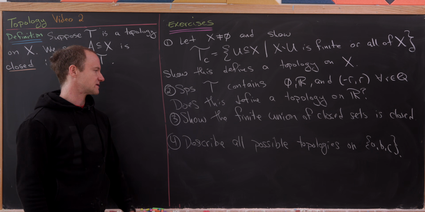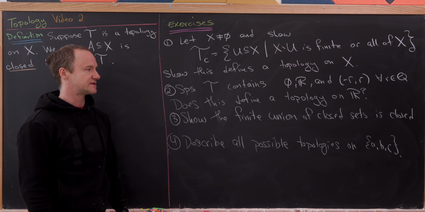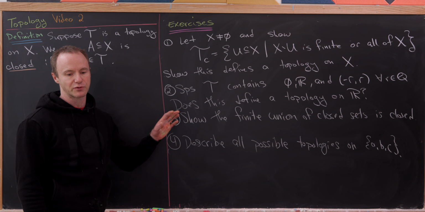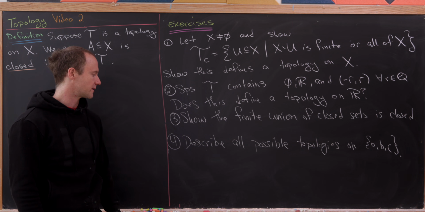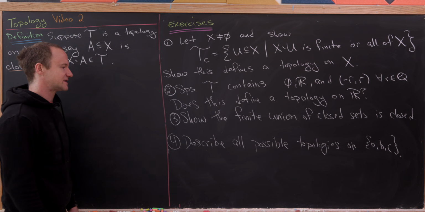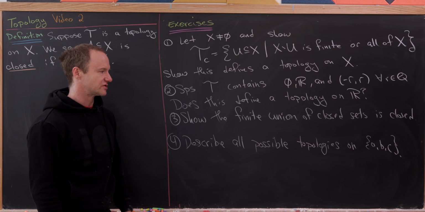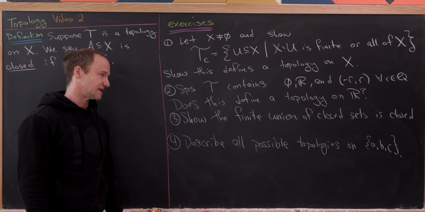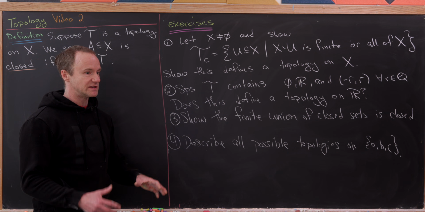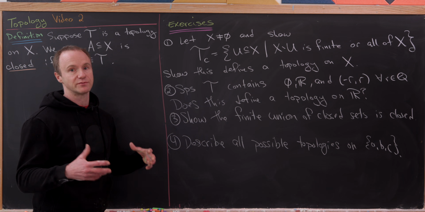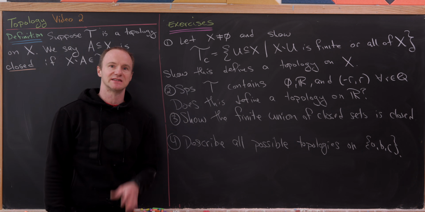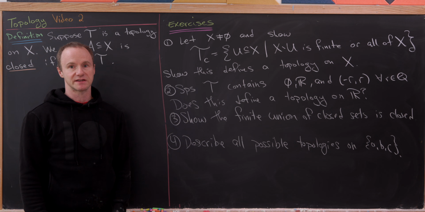And then next, let's show that the finite union of closed sets is closed, and this is in an arbitrary topological space. So that fills in the proof of that proposition that we wrote on the board. And then finally, let's describe all possible topologies on the three-element set {A, B, C}. And so that means you need to find all possible collections of subsets that satisfy those three conditions that define a topology. And that's a good place to stop.